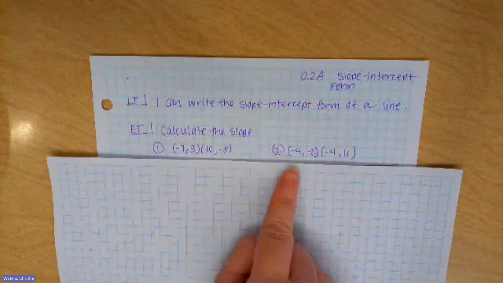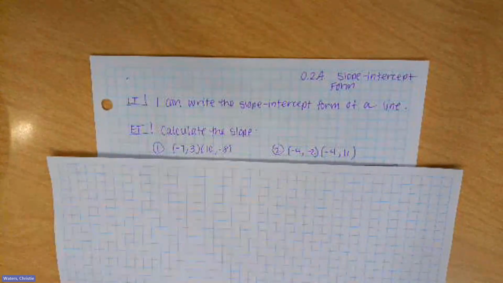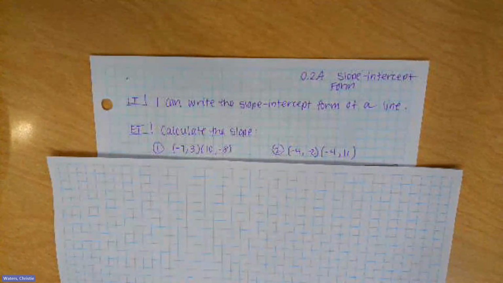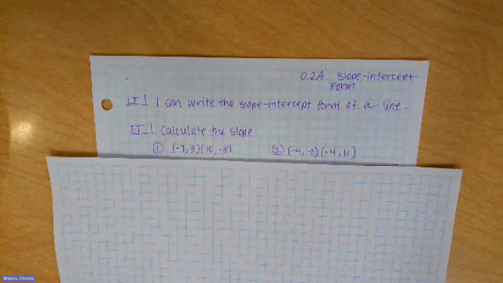So I'd like you to calculate the slope of these two sets of points. Go ahead and hit pause on the video while you're working on that, and then when you're ready to see the answer, you can hit play again.